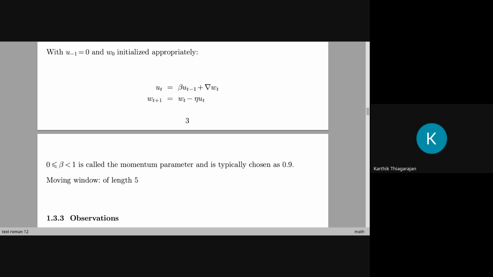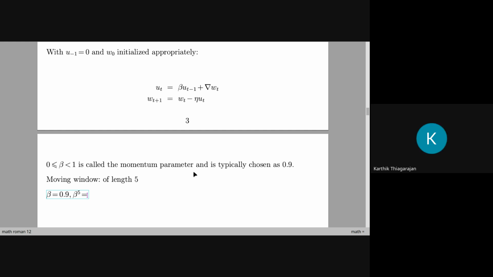I just want you to appreciate this fact. If beta is, say, 0.9, what do you think beta power phi is going to be? It will be very small, and it will give negligible weightage when it is on the fifth iteration. So automatically the window length will remain 5.